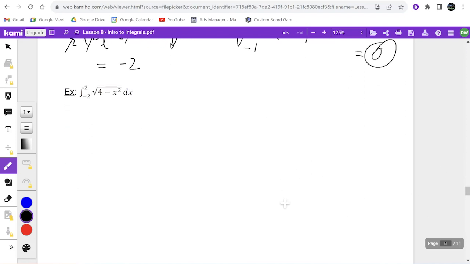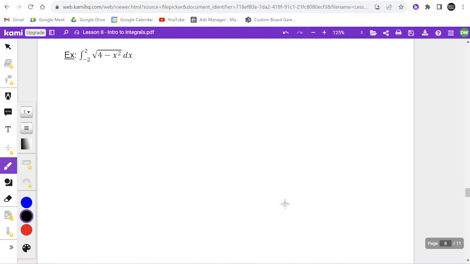And now for one more example. This is going to be the semicircle example. It's worth knowing this is the equation of a semicircle. It looks like a square root of some number minus x squared. It's always some number minus x squared. So now I'm going to graph this. And I want to graph it from -2 to 2.